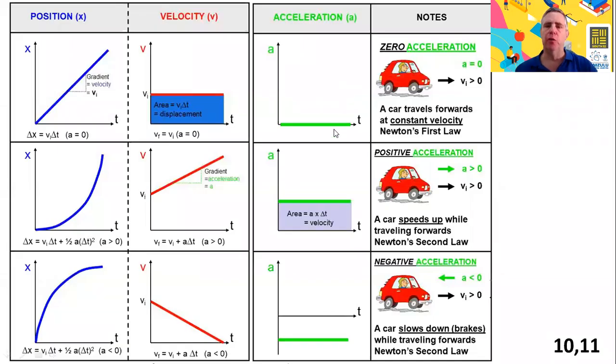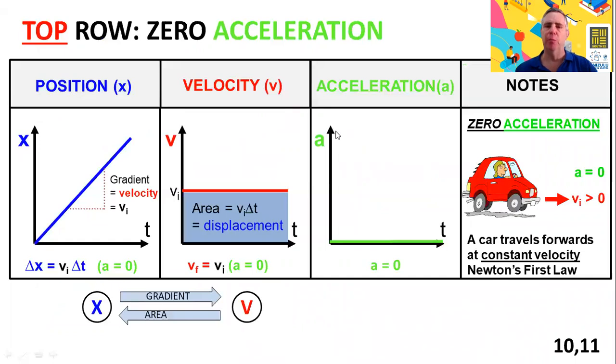So let's look at these one row at a time so we can understand them a bit better. Let's start with the top row in your pages 10 and 11, which is for 0 acceleration. So this is what usually happens when you're driving a car. You get onto the freeway, you reach a steady speed of 100 kilometers per hour, and you keep that speed. Newton's first law applies because there's no change in the forward velocity. So acceleration is 0.